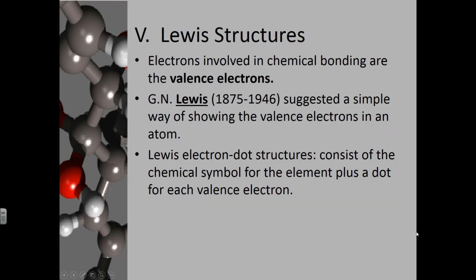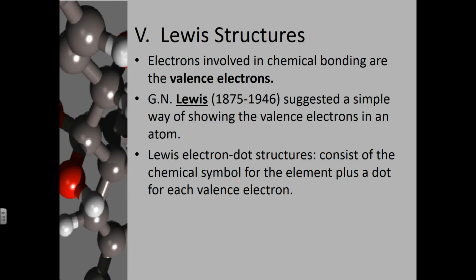In this lesson, we're going to look at Lewis structures. Remember that the electrons that are involved in bonding are the valence electrons. And so we needed a model to represent the simple sharing of electrons between atoms in a covalent bond. So a scientist by the name of Gilbert Lewis suggested the simple model way of showing the valence electrons in an atom. He proposed electron dot structures.